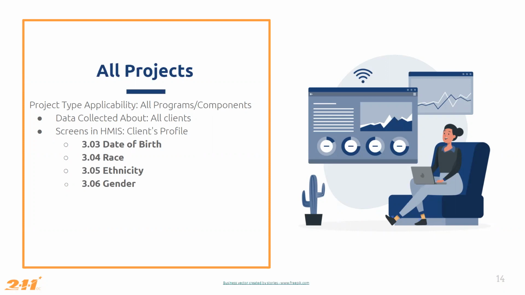With race, the client can identify with one or more racial categories. And for ethnicity, the responses have also been modified. And for gender, the lists of responses have been updated and additional options have been added to that data element. Similar to race, there's a new functionality with gender, so the client can identify with one or more gender options.